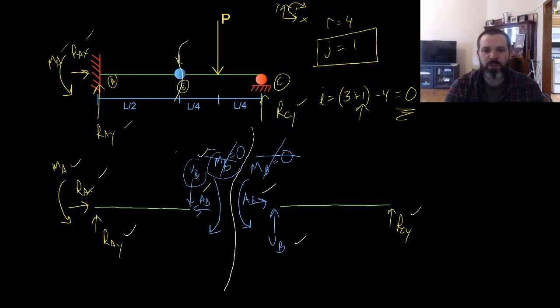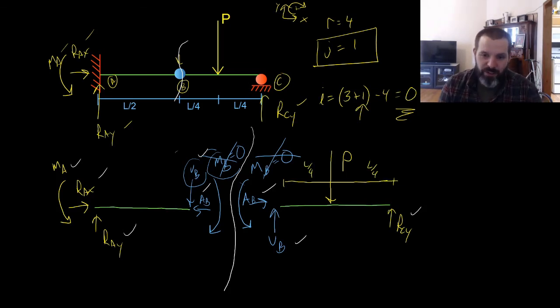So in order to take advantage of the thing we know about an internal release, we need to make a section cut and then break everything apart and analyze it. Now, the one thing I forgot to add here was our load, P, which happens at L over 4 on the right-hand side.